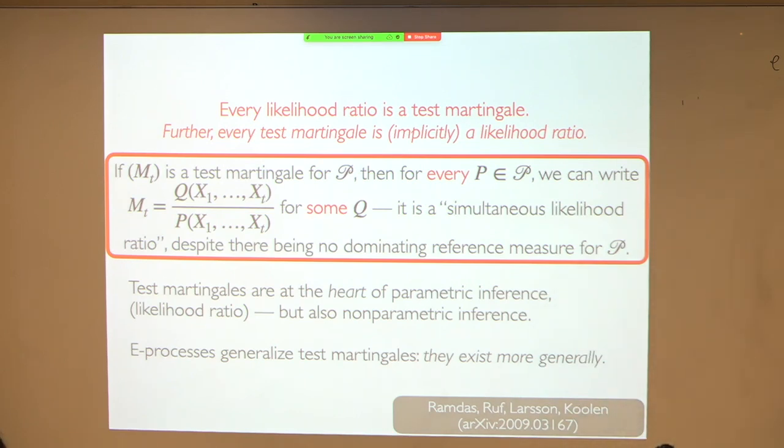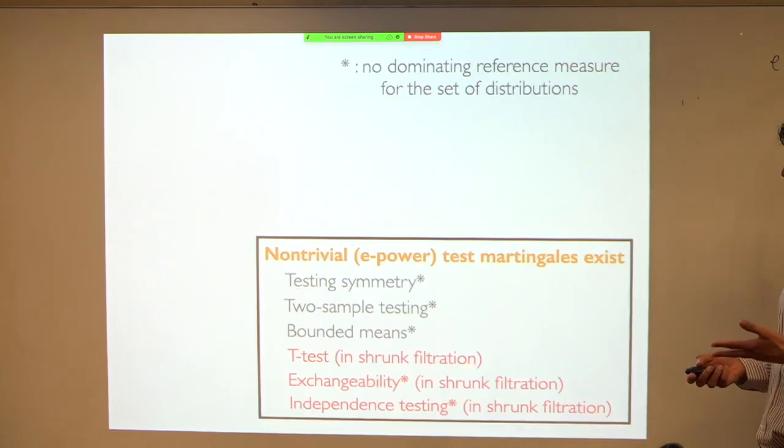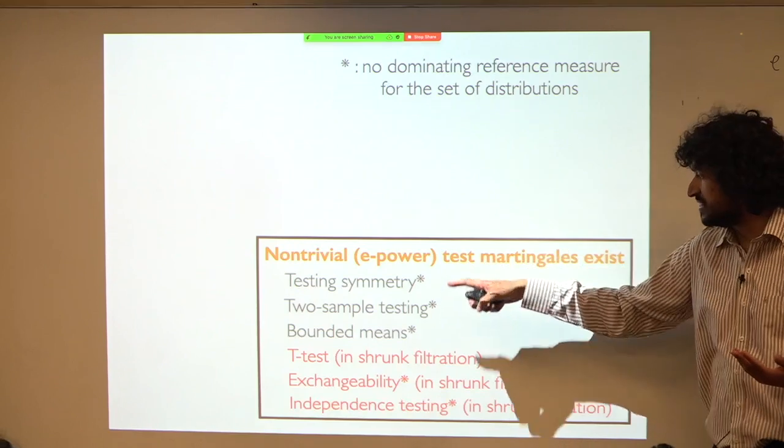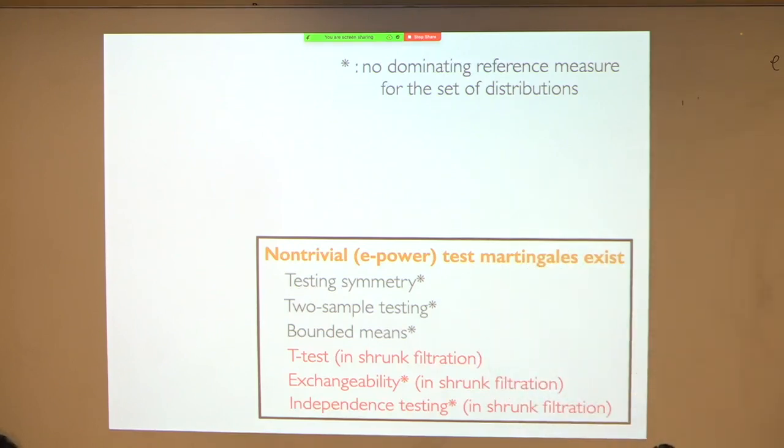They exist more generally. What do I mean by that? There are problems for which non-negative martingales don't exist. So I'll give you some examples right now. I have spent some time dividing the set of all testing problems into 3 classes. The first class is testing problems for which test martingales do exist. I mean non-trivial ones, which means under the null they are test martingales, and under the alternative they grow large. So if I'm testing symmetry or two-sample testing, or testing for bounded means, things of that kind. These are all problems with no reference measure, but still non-negative martingales exist.